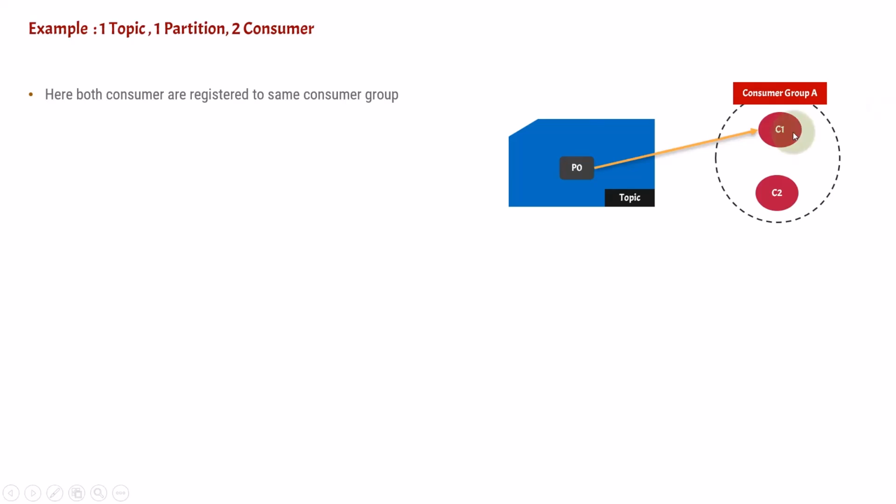Now we have two consumer instances, C1 and C2, and they are registered to the same consumer group. Our C1 consumer will start to consume from partition P0. But what will happen? One consumer will be sitting idle. So this C2 consumer is not going to consume anything from partition 0.